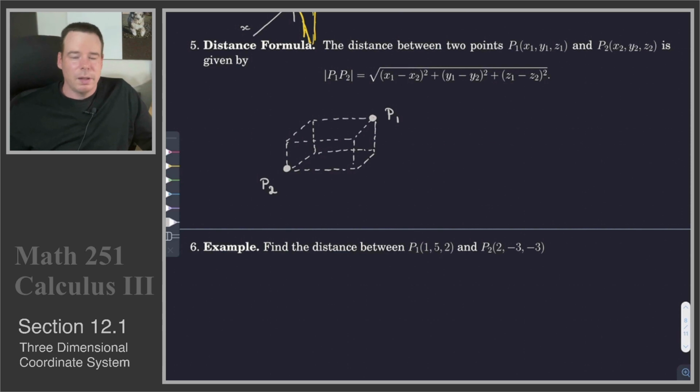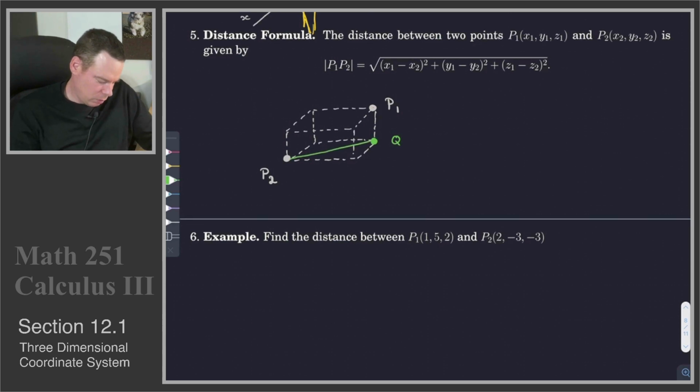And now we want to think, how do I measure the distance across the diagonal of a rectangular box? Well, I can use an intermediate point. I'll use this one here, let's call it Q. And I'll find the distance between P2 and that point Q. How am I going to do that? Well, remember this direction is the x direction, this direction is the y direction, and the up is the z direction.